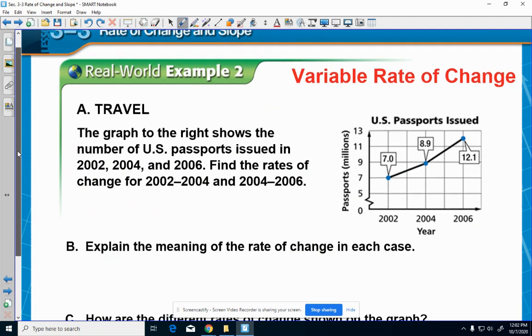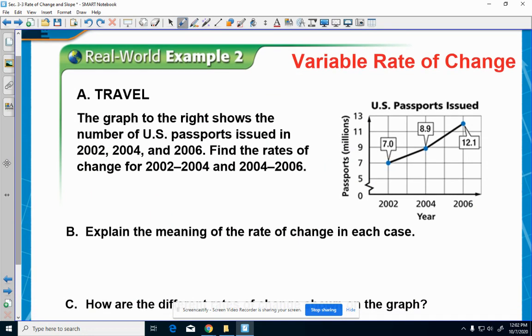So looking at this picture here, how many ordered pairs are there? 3. So how many rates of change? 2. Are they different? How do you know that? Okay, they're not the same, right? They're not linear. That's a great way of putting it.